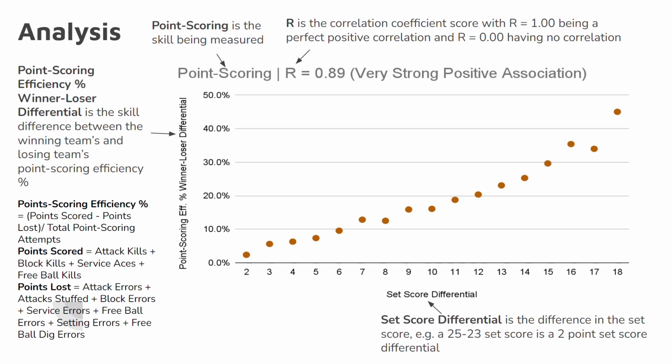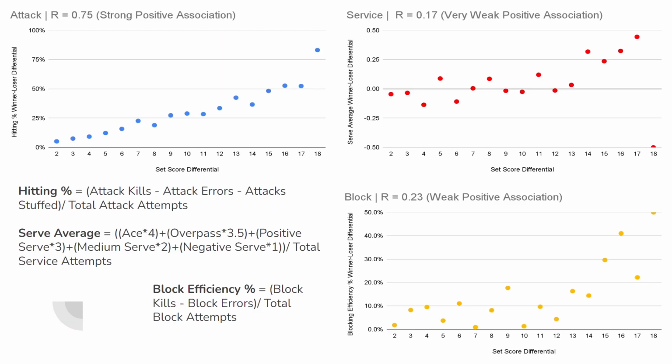Right. So point scoring encompasses the attack, serve, and blocking. Let's look at these individually. These graphs are the same, with the skill on the top, the R score, the set score differential on the x-axis, and the performance indicator measurement on the y-axis. If we look at attack in the top left-hand corner, you can see on the graph it looks like a very good, strong, straight line association. The R score is 0.75, so it's very strong.